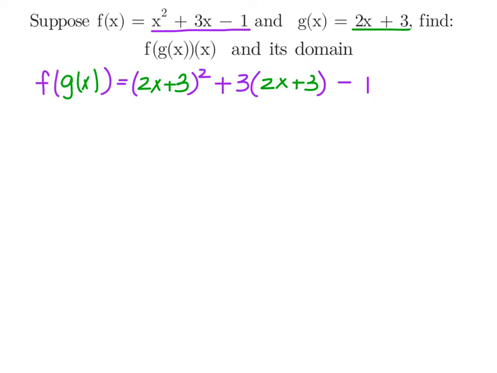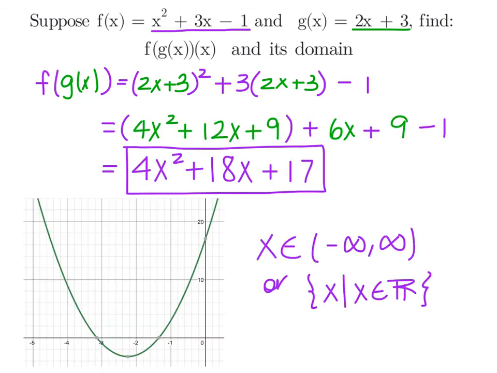So from here, I just need to algebraically figure this all out. So I simplify f of g of x all down to this new quadratic, 4x squared plus 18x plus 17. And so I don't necessarily need to graph it to figure out the domain, but it's a nice visual to have. So that's going to be a positive quadratic, no restrictions to its domain, so its domain is all real numbers.